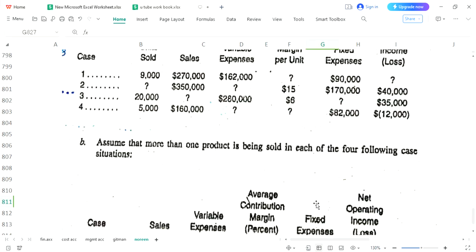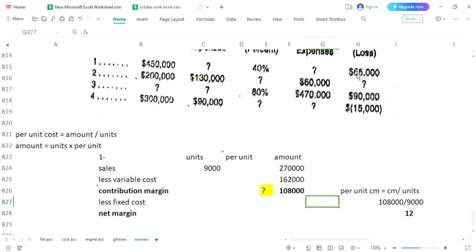Alright, let's go back to the question. We have to calculate our final verdict as well. Fixed expenses are 90,000. Put 90,000 over here. Now we can calculate our net margin, which is the difference between contribution margin and fixed cost. So your contribution margin is 1,08,000, and subtract your fixed cost, which is 90,000. So we have calculated our net margin as well.